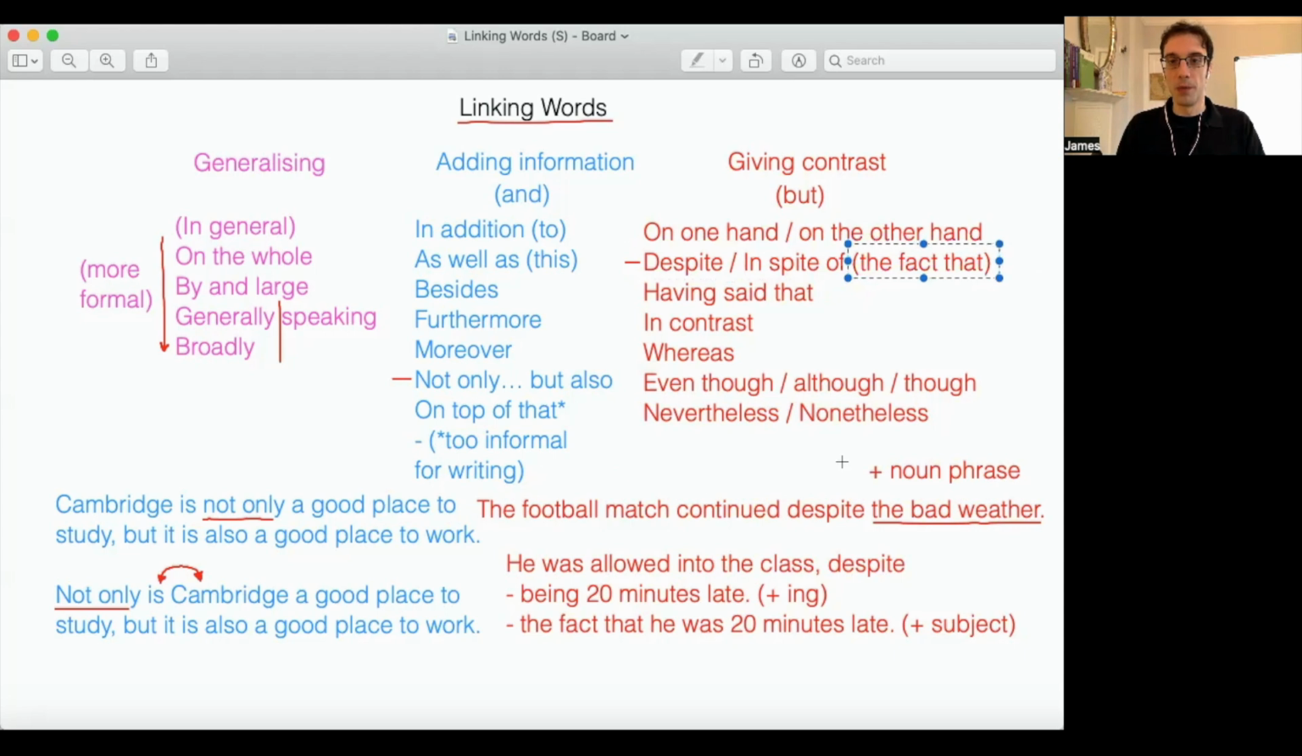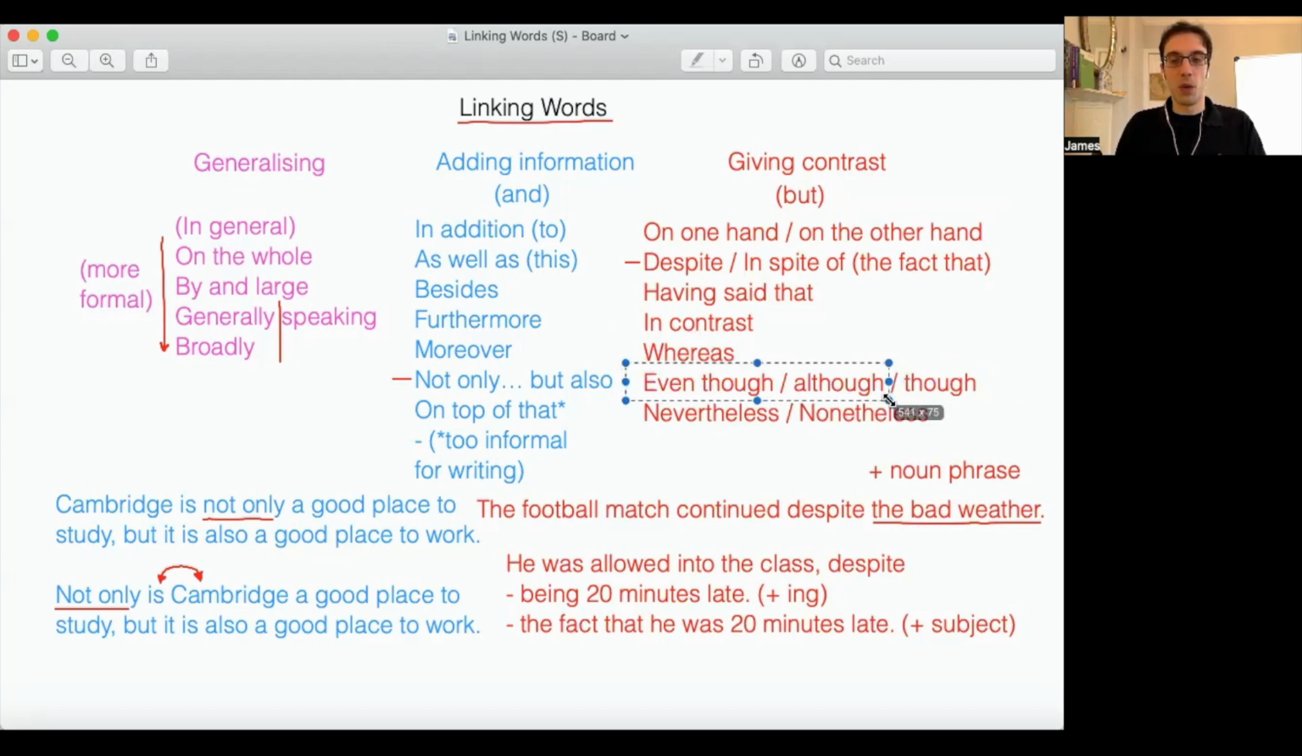Okay. Having said that, and in contrast, are both adverbial phrases, so you need a comma after both of them. Not with whereas. Whereas is actually a conjunction, so you do not use a comma after it. You can use a comma before it, but not after it. Then you've got a few more examples here, even though, although, and though.